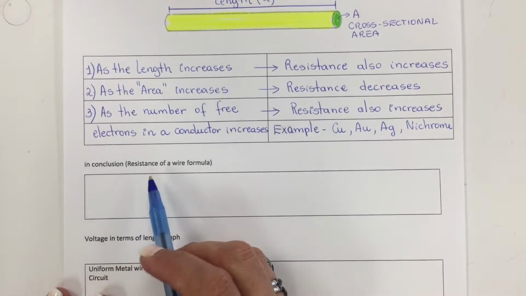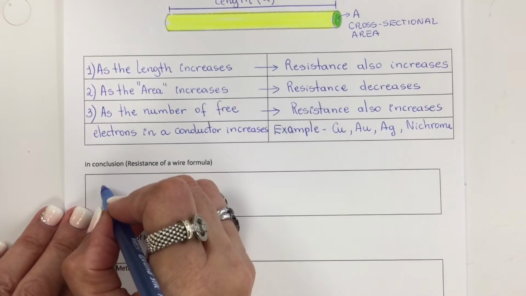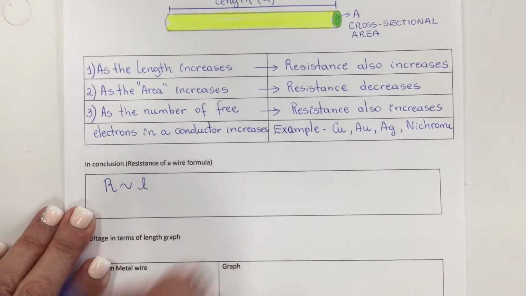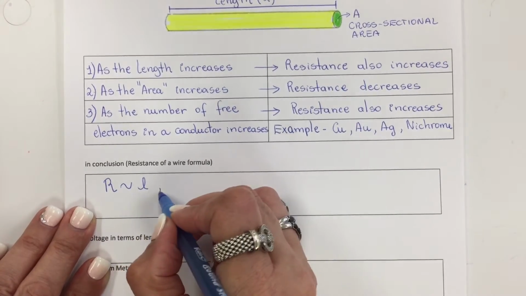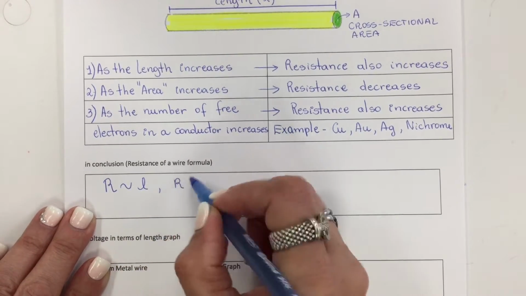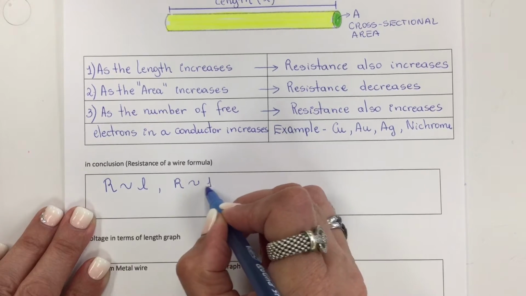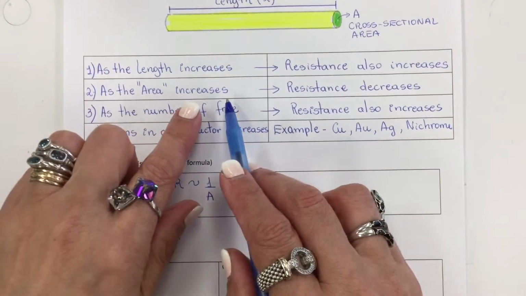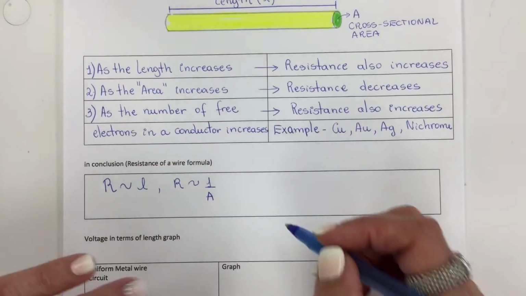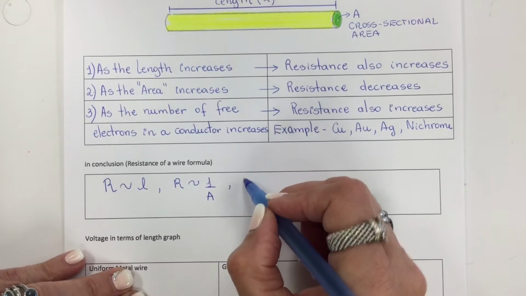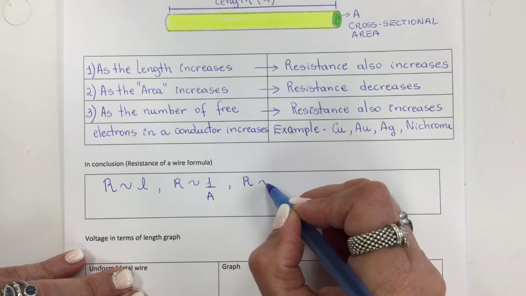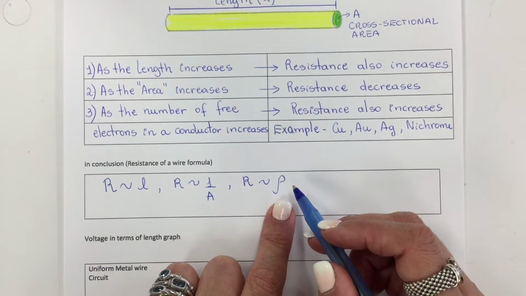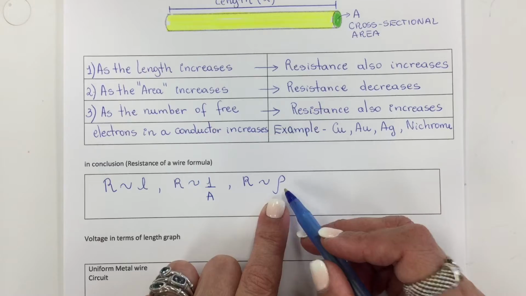In conclusion, we can say that the resistance is proportional to the length. We can also say the resistance is inversely proportional to the cross-sectional area, because as the area increases, resistance decreases. And the resistance is proportional to the type of material that we are going to represent with rho.